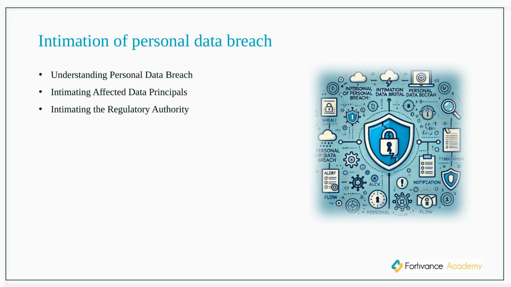3. Mitigation measures. It's important to inform data principals about the measures implemented or being implemented to mitigate risks associated with the breach. 4. Safety measures for individuals. Organizations should advise individuals on steps they can take to protect their interests. 5. Contact information. Finally, provide business contact information for someone who can respond to queries from data principals.